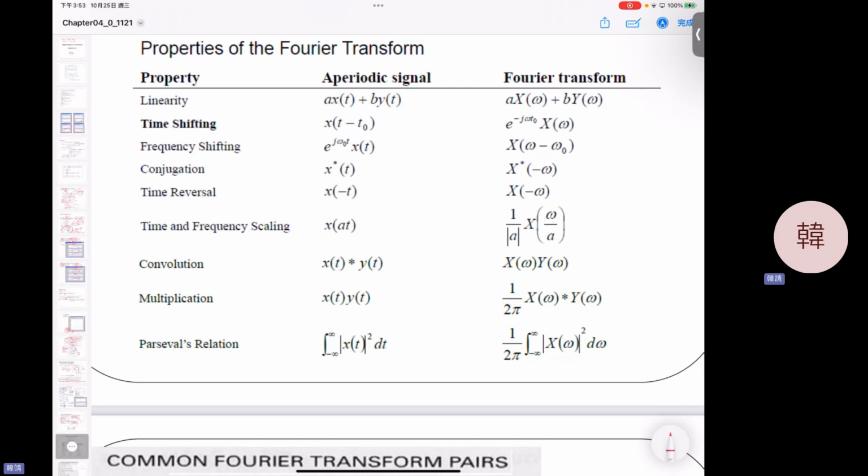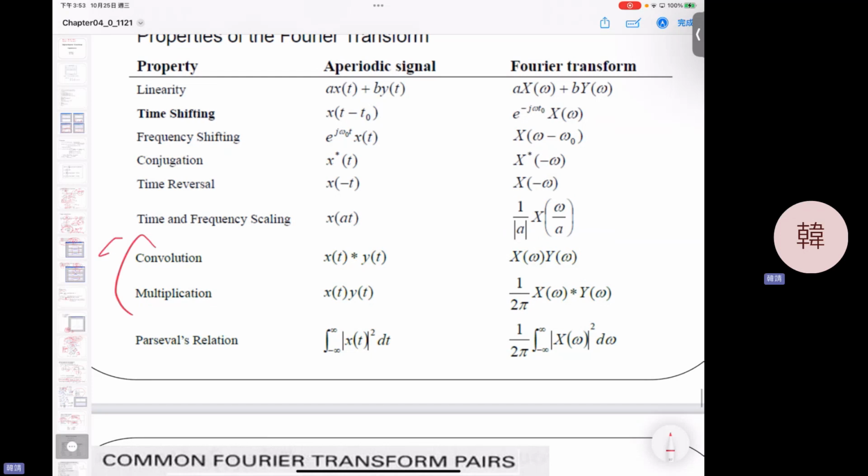So that's the property of the Fourier transform. Actually, you will just use this relationship. Most important here, because we are going to do some filter design, we are going to do some sampling process, we have to know what the result is between these two. Please remember the relationship.